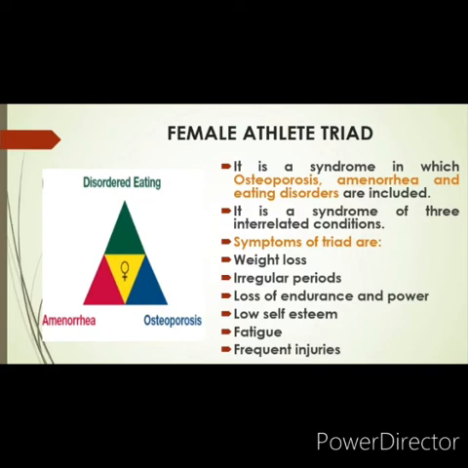Female athlete triad. Female athlete triad is a syndrome in which osteoporosis, amenorrhea, and eating disorder are included. It is simply known as the triad. The triad is a serious disorder or illness with lifelong health consequences and can be fatal.